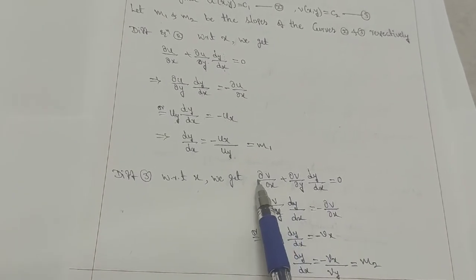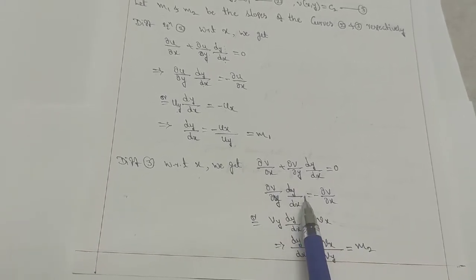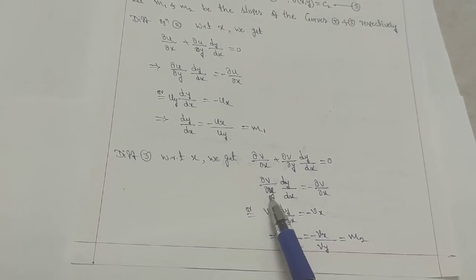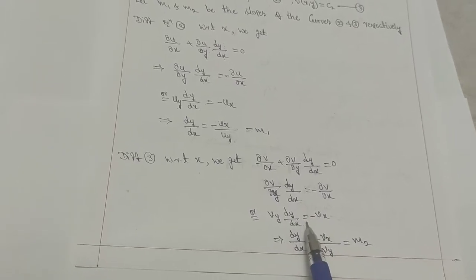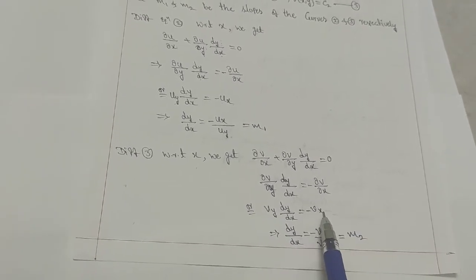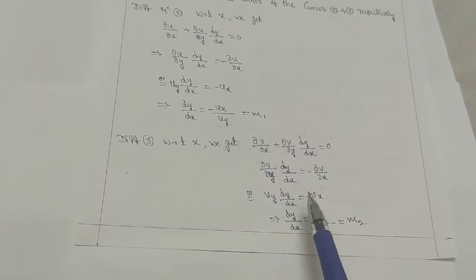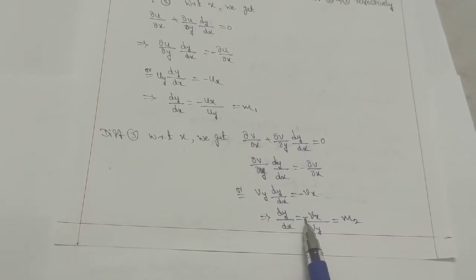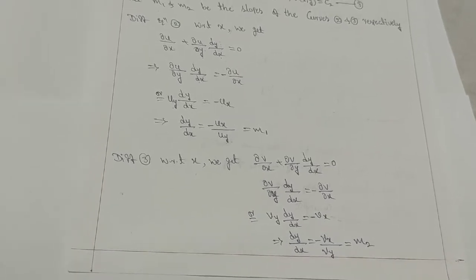So shift ∂v/∂x to the right side, we will get ∂v/∂y into dy/dx is equal to minus ∂v/∂x. We can express ∂v/∂y as vy. So we are getting vy into dy/dx equal to minus vx, because ∂v/∂x means vx. So dy/dx is equal to minus vx by vy, that is equal to m2.